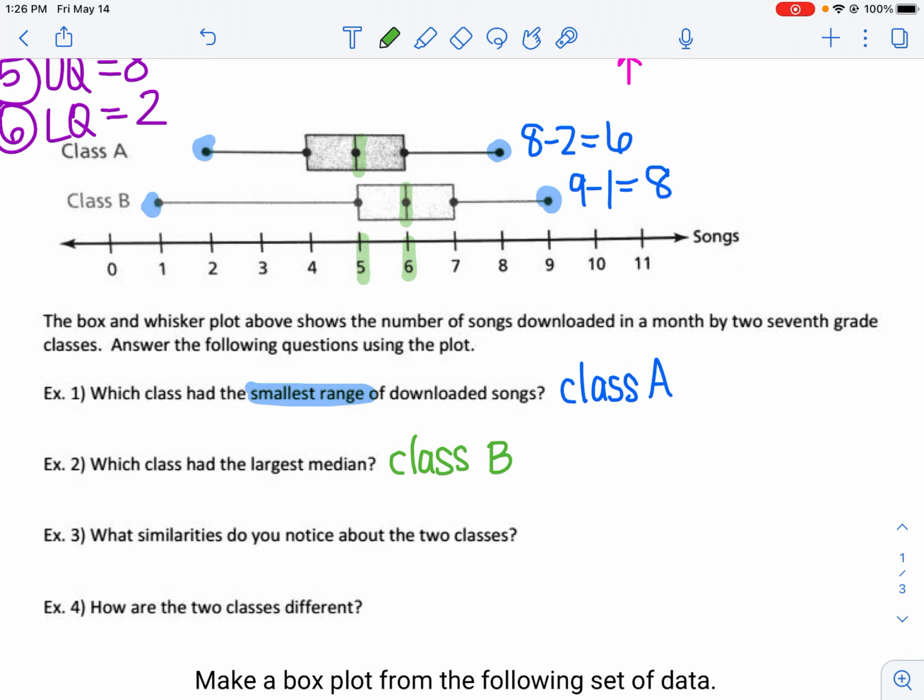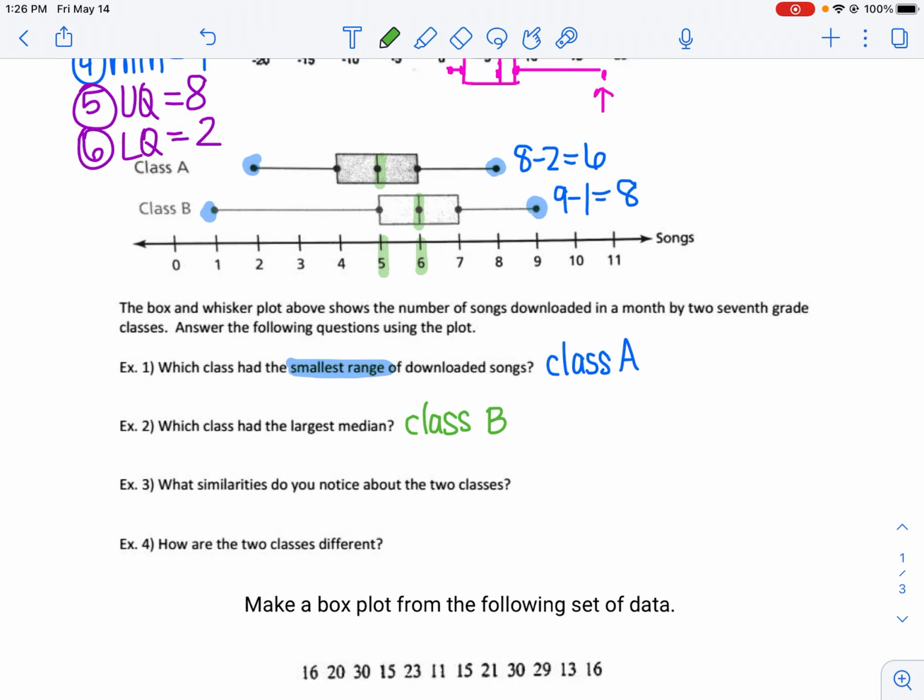For question number 4, how are the 2 classes different? There's a lot of things different. You could even go back to your range and say Class B had a range of 8, Class A had a range of 6, or you could use something completely different, like the median is 5 for Class A and the median is 6 for Class B. Many differences. Similarities are a little harder to come by, but you could again compare 2 data points and say where they fell on those box plots.